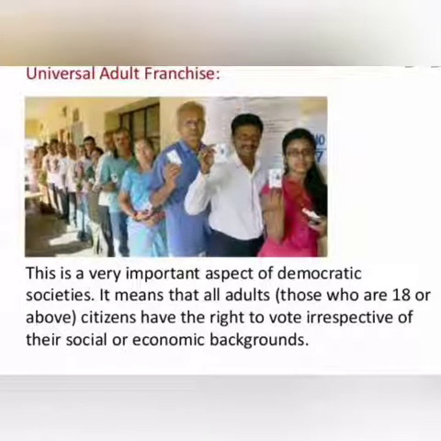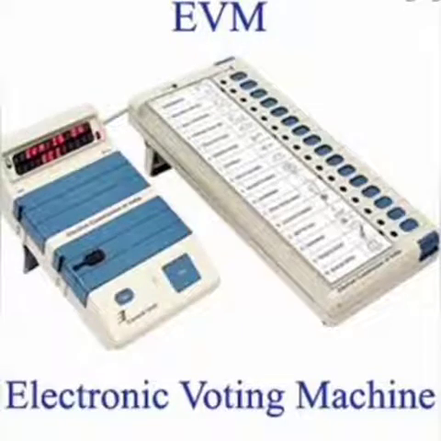So it is about the universal adult franchise. This is a very important aspect of a democratic society. It means that all adult citizens have the right to vote irrespective of their caste, color, gender, etc.